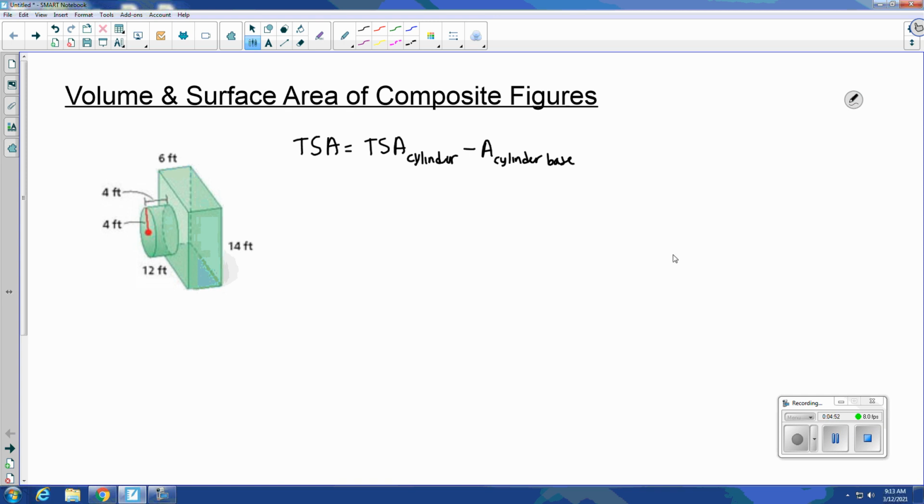Then let's look at the prism. For the prism, we want to add on the total surface area of the prism. But there's a piece of that prism that's not going to be on the surface, and that piece is the circle area that's covered up by the base of that cylinder. So we have to make sure we remove another area of the cylinder base because it's being covered by the cylinder and therefore is not on that surface.